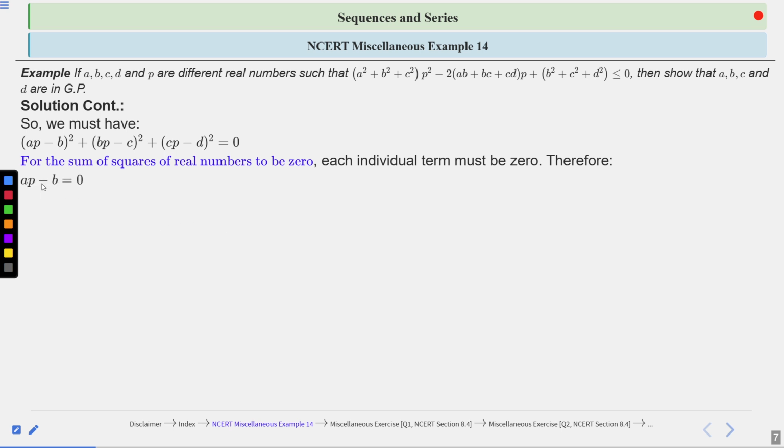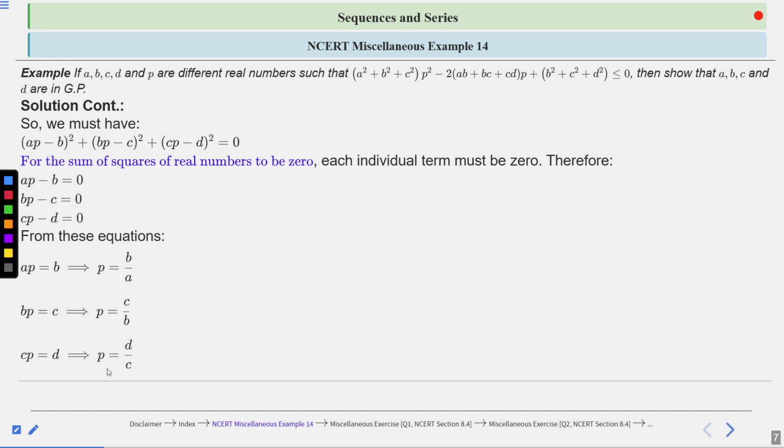Therefore, ap - b equals 0 for the first term, bp - c equals 0 and cp - d equals 0. From these equations, firstly, ap equals b, this implies p equals b by a. Now, bp equals c, this implies p equals c by b. And cp equals d, this implies p equals d by c. You can see that p equals b by a, p equals c by b, p equals d by c.